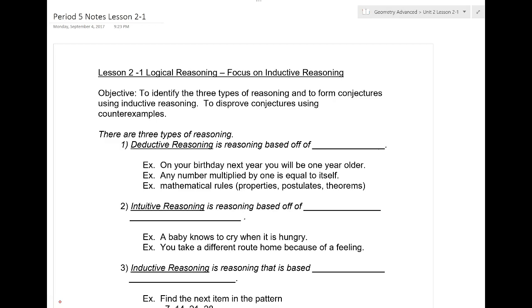So this chapter is going to stretch you in a little different form than what you have, but it's a really good precursor for the rest of the year. Plus, it's kind of nice to know how you guys think and reason with stuff. So today we're talking about logical reasoning, and we're going to talk about the 3 types of reasoning, but we're going to really focus on one most of the time.